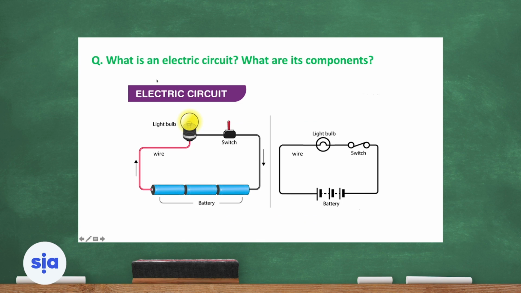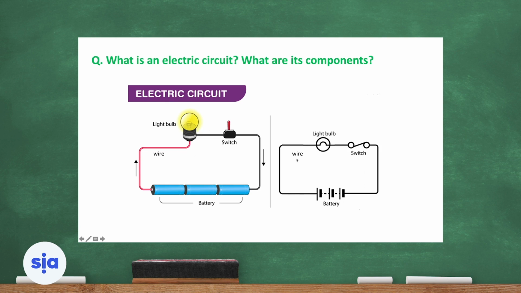What is an electric circuit and what are its components? This is the electric circuit, and as I told you, the switch has to be on and the circuit has to be closed. If there is a gap or an opening in the electric circuit, the electric current will stop flowing.